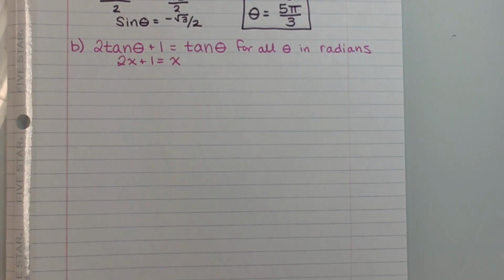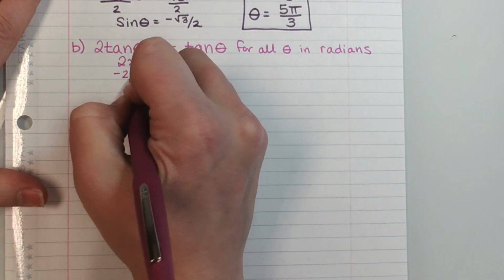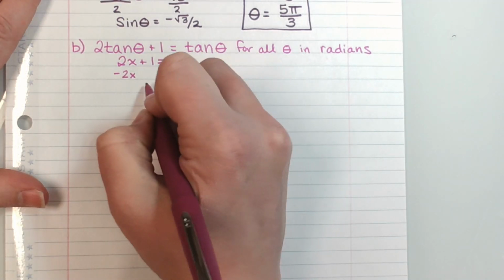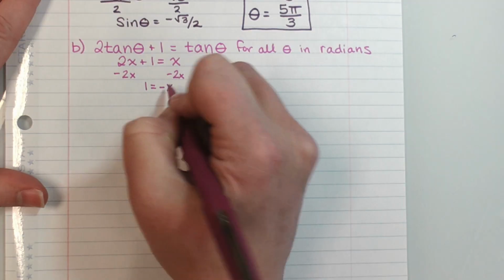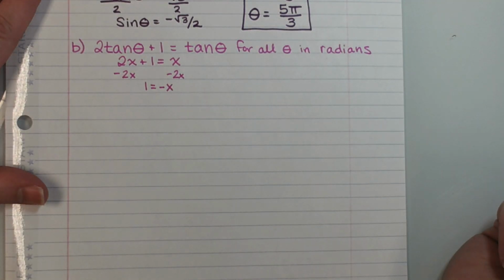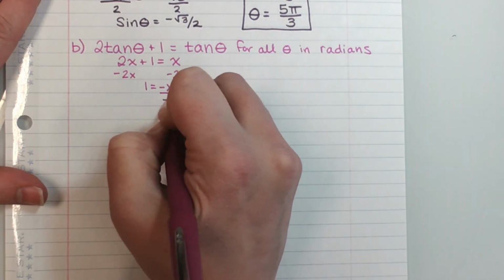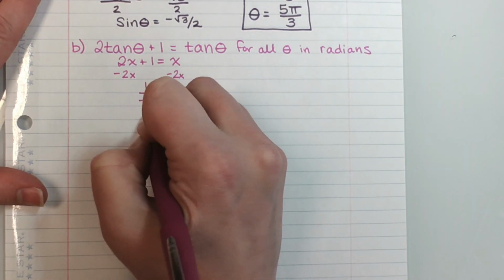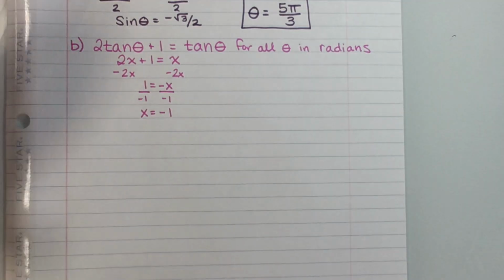What do I start with? I personally wouldn't subtract the 1. You can't divide by 2 yet. I would have subtracted 2x. 1 equals negative x. Divide by negative 1. X is negative 1.